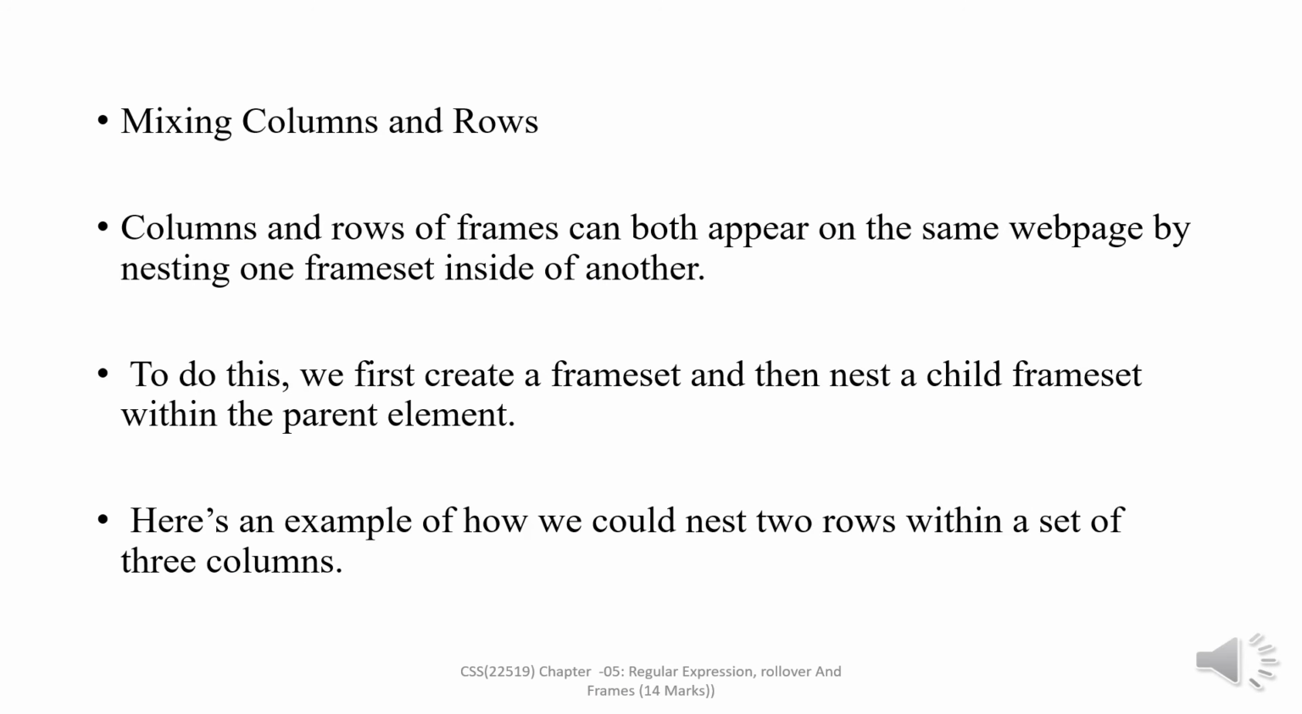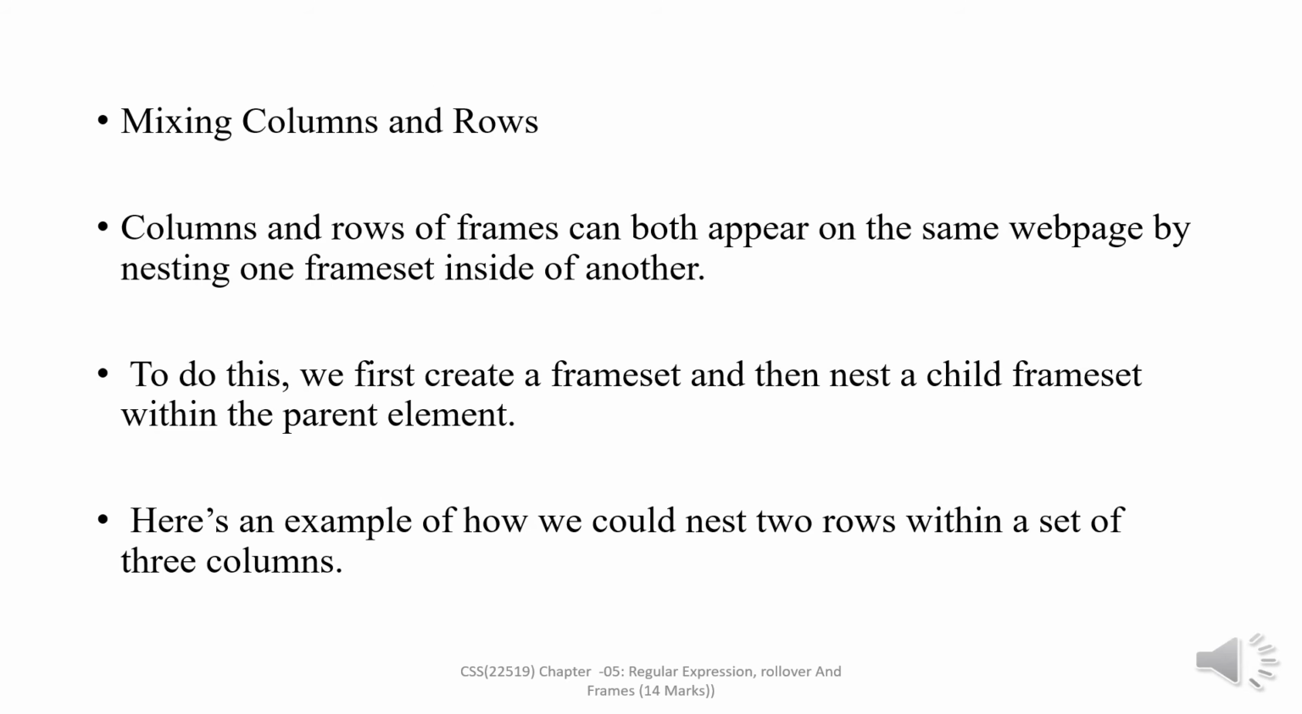Now mixing columns and rows. Columns and rows of frames can both appear on the same web page by nesting one frameset inside of another. To do this, we first create a frameset and then nest a child frameset within the parent element. Here is an example of how we could nest 2 rows within a set of 3 columns.